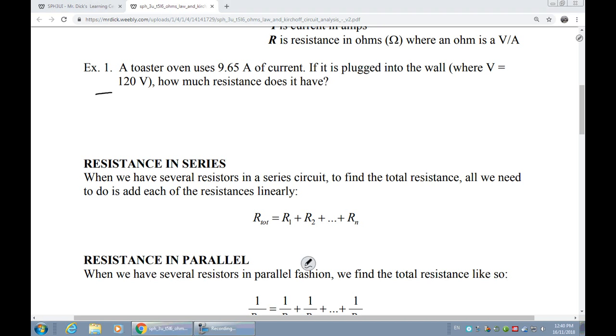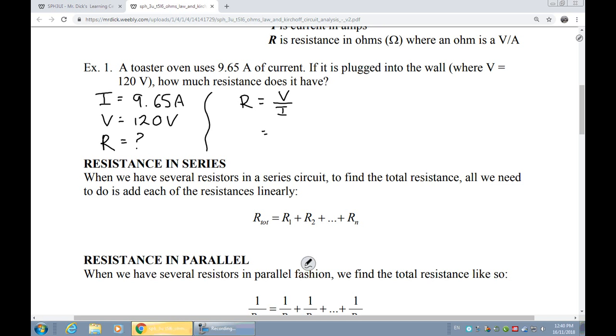So remember, current we use an I to represent, so that's 9.65 amps. Voltage is 120 volts, and we are looking for R, which will be some number of ohms that we'll try and find. So we could use the fact that V is equal to IR, but we can already use it in its form that's already solved for resistance. So resistance, we saw before, is voltage divided by current, V over I.